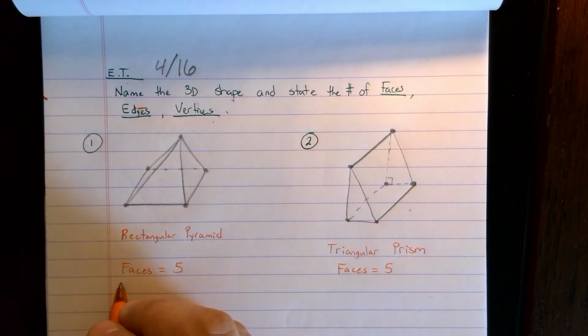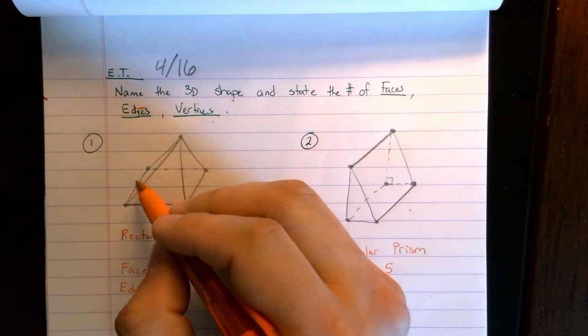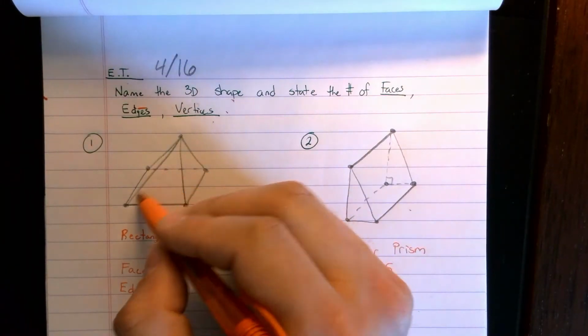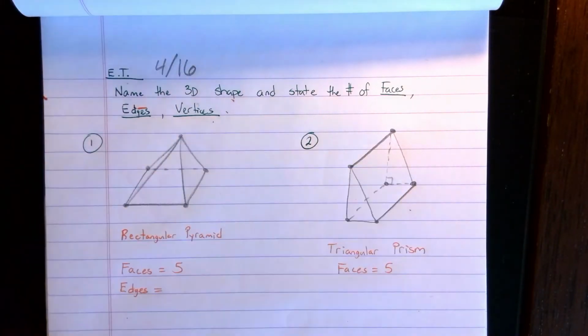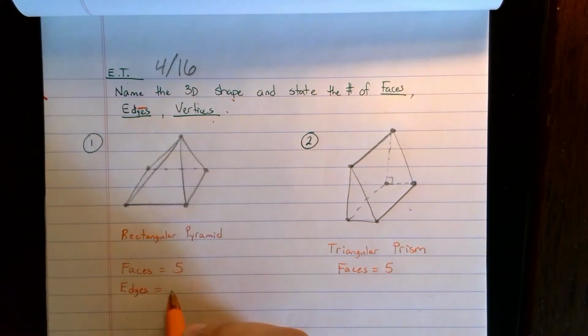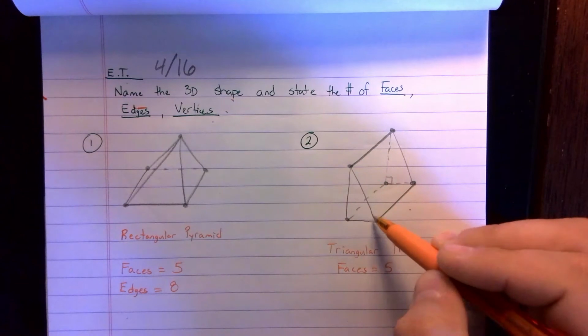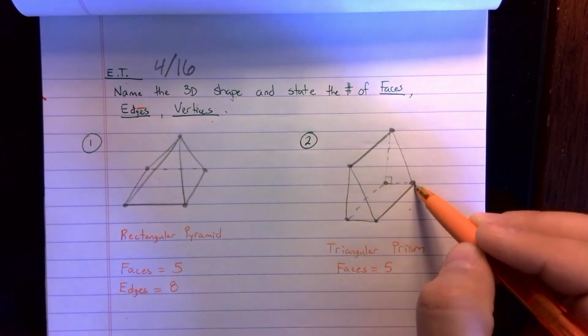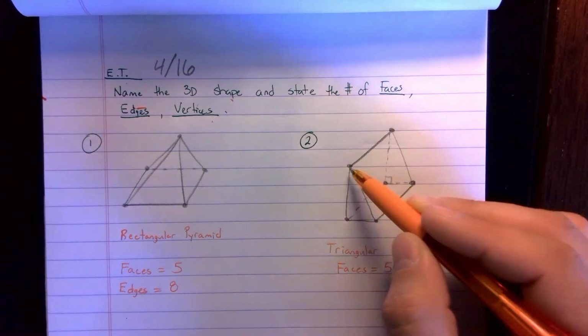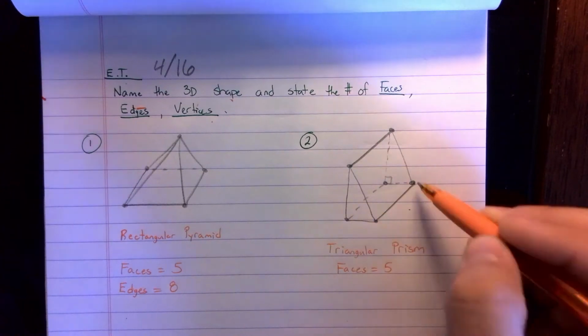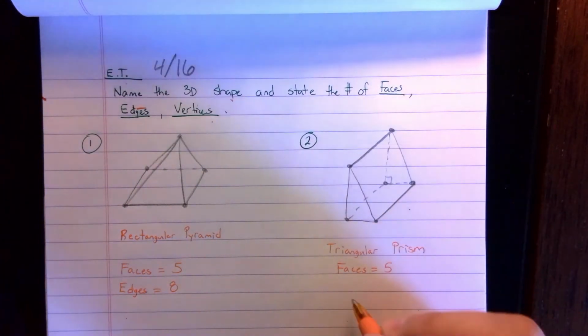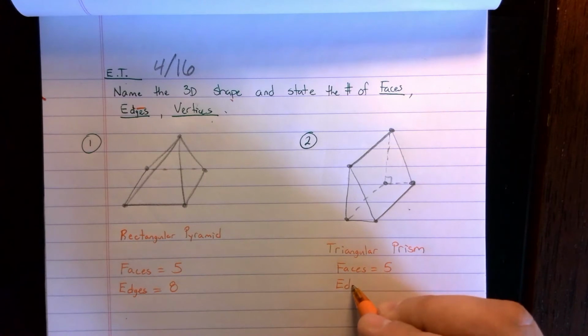The number of edges here would be, there's 4 on the bottom and 4 going up to the top. So 4 and 4 is 8 edges. Here we have 3 edges on the front triangle, 3 edges on the back triangle, so that's 6, and then 3 edges connecting each point of the triangle, so that's a total of 9 edges.